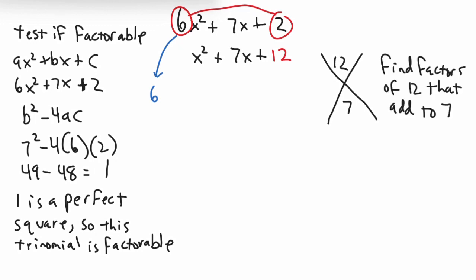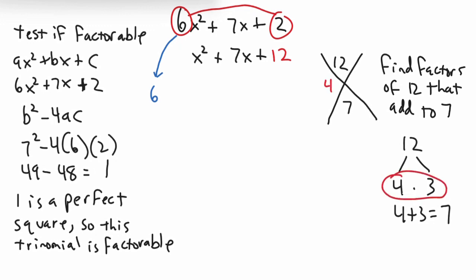So we want to find factors of 12 that add to 7. Okay, as it turns out, 4 times 3 is 12, and 4 plus 3 is 7. Those are the same there. So we want to use 4 and 3 as our factors. Okay, so we got x plus 4 and x plus 3.